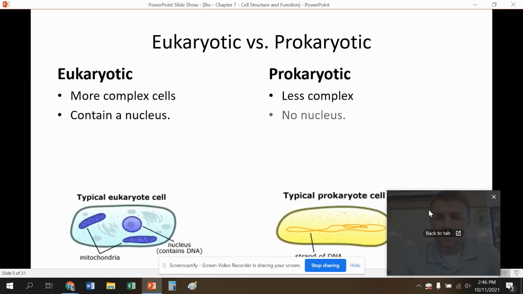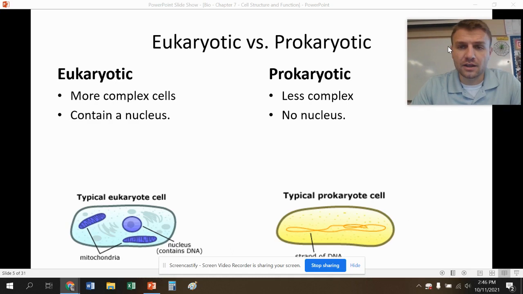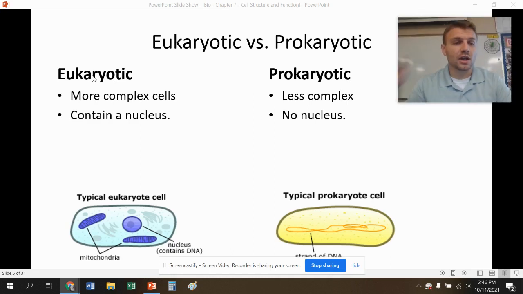Two different types of cells that we're going to talk about first are eukaryotic and prokaryotic. Eukaryotic cells are much more complex and they contain a nucleus. Prokaryotic cells are less complex and have no nucleus. So think pro, no; eu, yes. Eukaryotes are much more complex and have a nucleus. Prokaryotes, less complex, no nucleus.